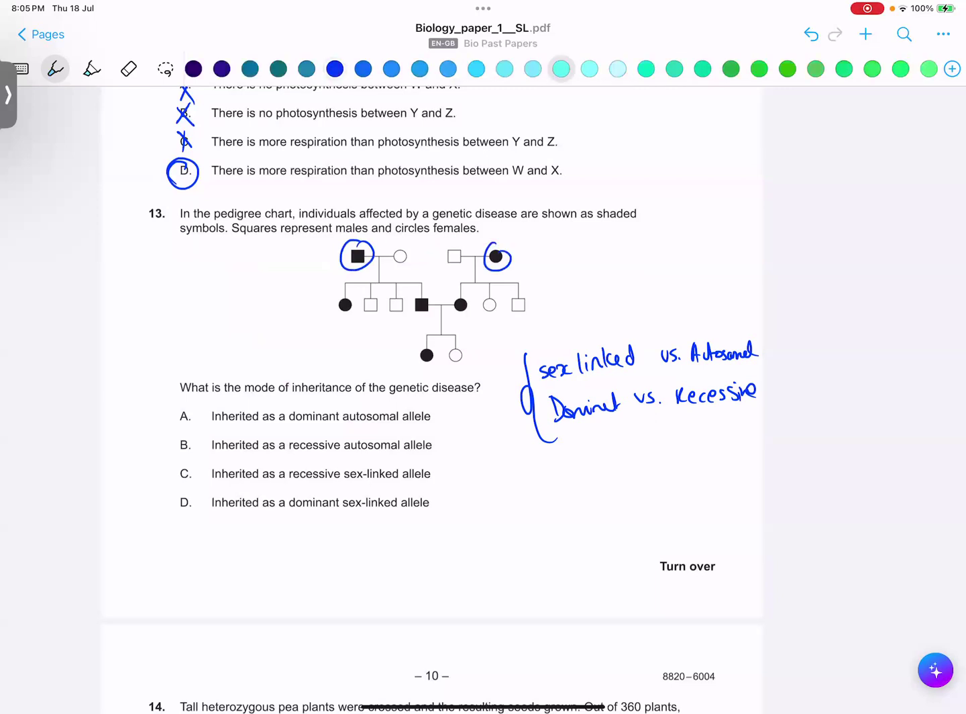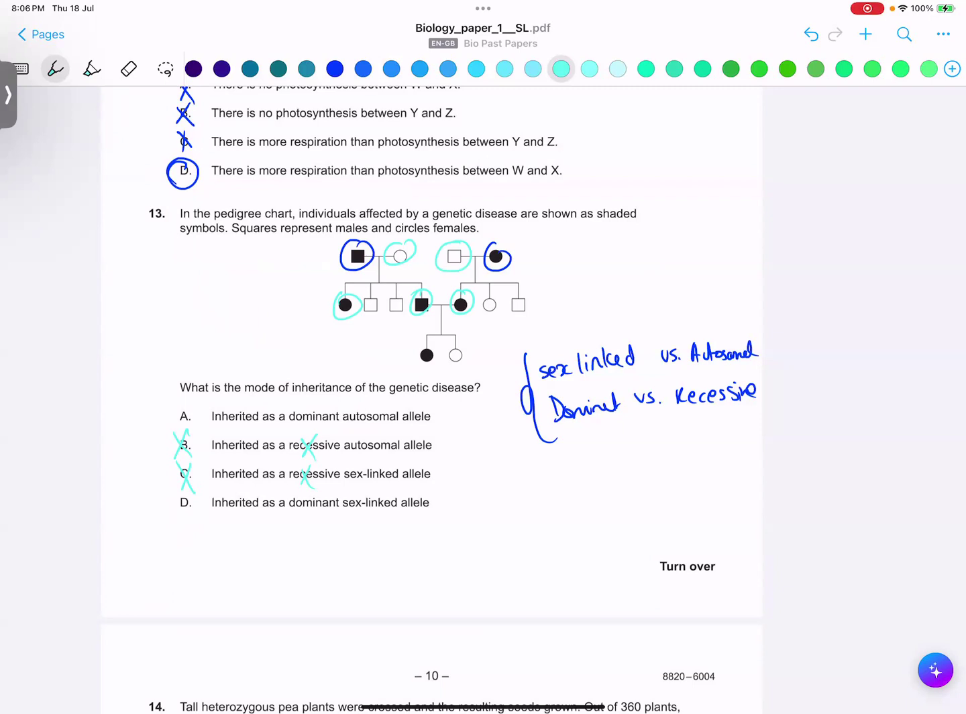I'm going to use another blue. So here one's affected, one's not affected, but we know that some of the children are in fact affected, right? So we do know that it is dominant. So we have to cross out the ones that have recessive. So it's not B and it's not C, right? Now we need to figure out whether it's autosomal or sex-linked, right?